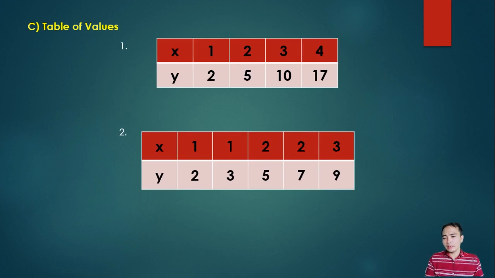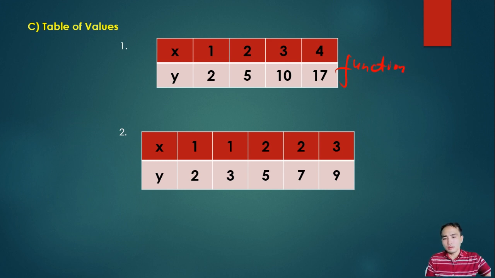Another way is by using a table of values. Okay, so for the x, we have 1, 2, 3, and 4. And for the y values, we have 2, 5, 10, and 17. So sa bawat input natin, merong unique y values. So this is a one-to-one relation and this is a function.